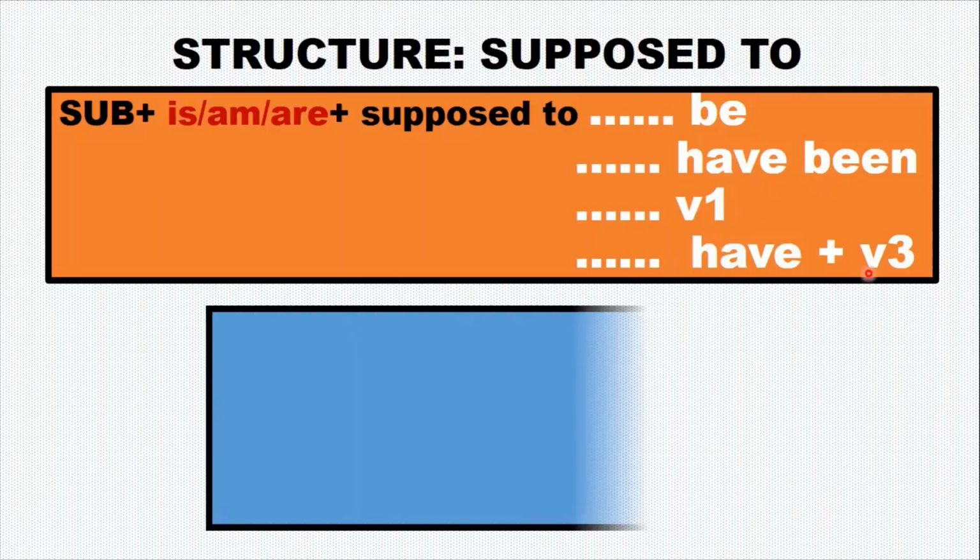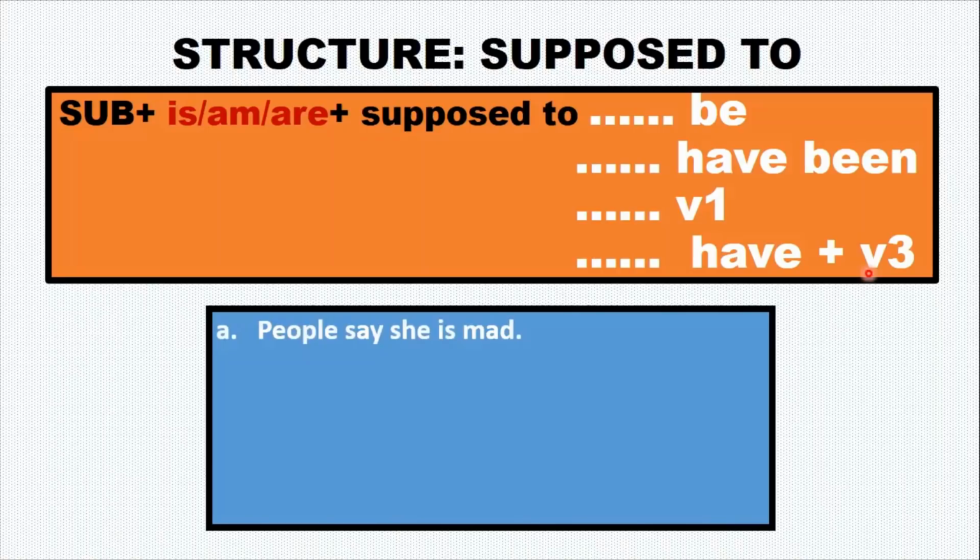Let's see one example, okay? Some question is very simple again in examination. The question says, rewrite the following sentences using supposed to. People say she is mad. And you can notice here, you have to remove the expression people say and change is into be. And the answer is, people say she is mad. She is supposed to be mad.